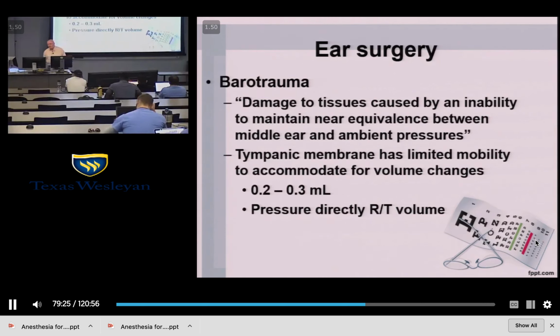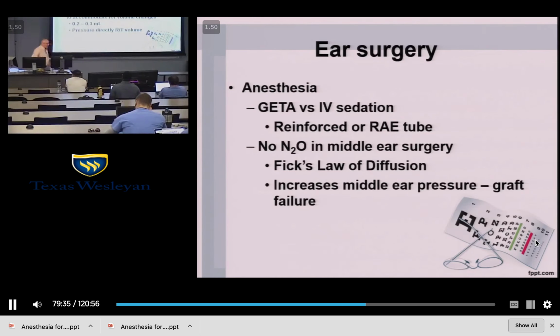In this case, the pressure is directly related to the volume injected, in the ear at all, behind the ear. Anesthesia for these patients may include general anesthesia or IV sedation, obviously depending on the type of patient you have, the age of the patient. You may need a reinforced or RAE tube for this.